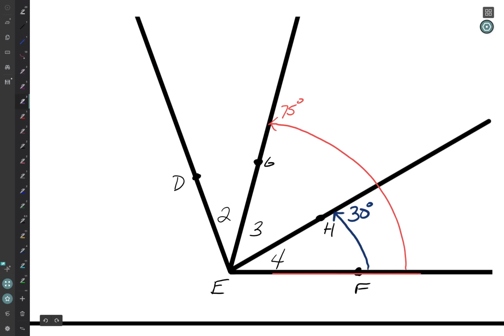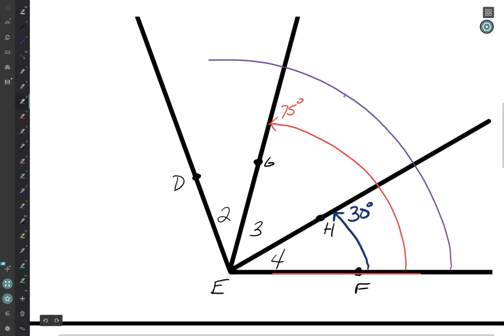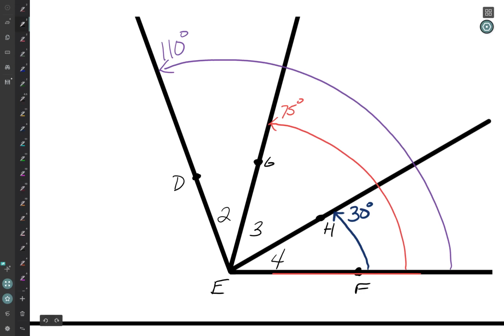Let's go purple. So I'm talking about that angle right there, aren't I? So let's talk about the angles I gave a measure for. In blue there, the measure of angle 4, what did I find it to be?